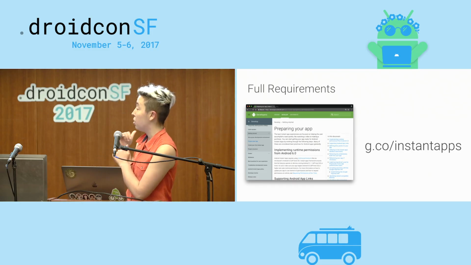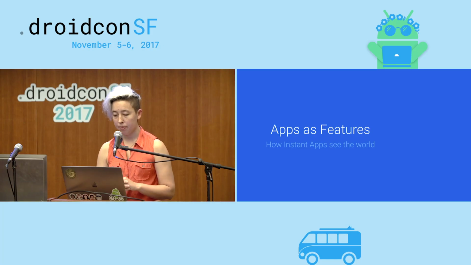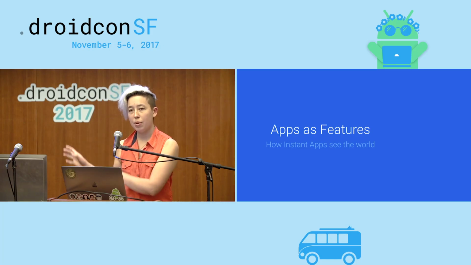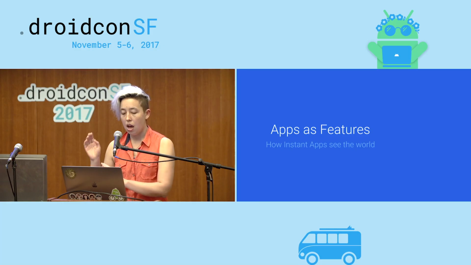So anyways, for all those, a very handy link is this link to the Instant Apps overall documentation page, and then you can go to the preparing your app page to see what all those requirements are. Okay, so that was my little bit about setup. So basically app links and permissions are the two big things.